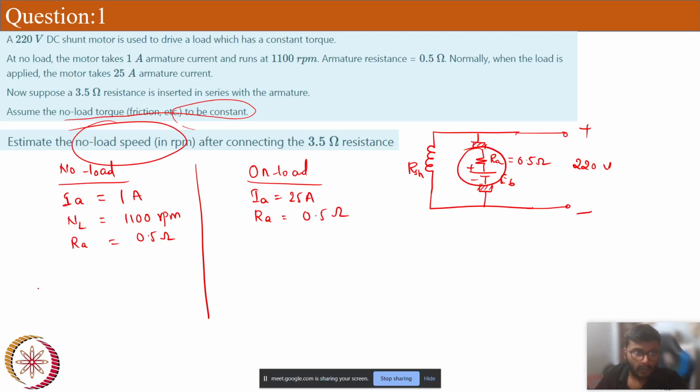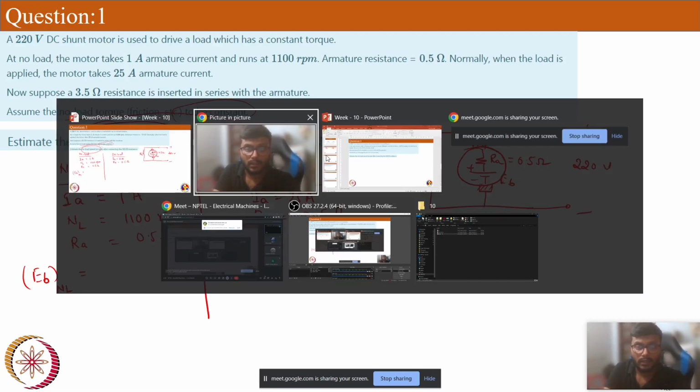Now in these two conditions let's calculate the EMF induced in no load. EB is the back EMF and NL is no load, that's the notation I am following. Now what is the equation for a DC shunt motor?